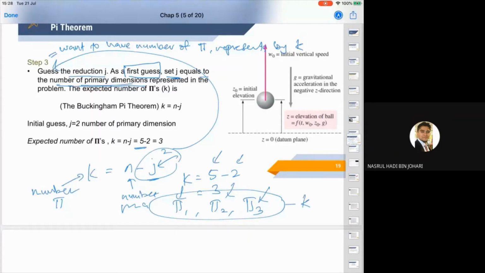This could be, I will show you later in one of the examples in this slide, that whenever we use J equal to primary dimension, it's not valid at all. Okay.